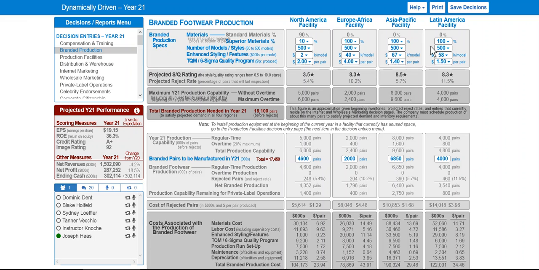Now, how about the number of models? Let's take a look at Europe. If I decrease the models to 50 models, leave everything else the same, you see that the star rating is still high.